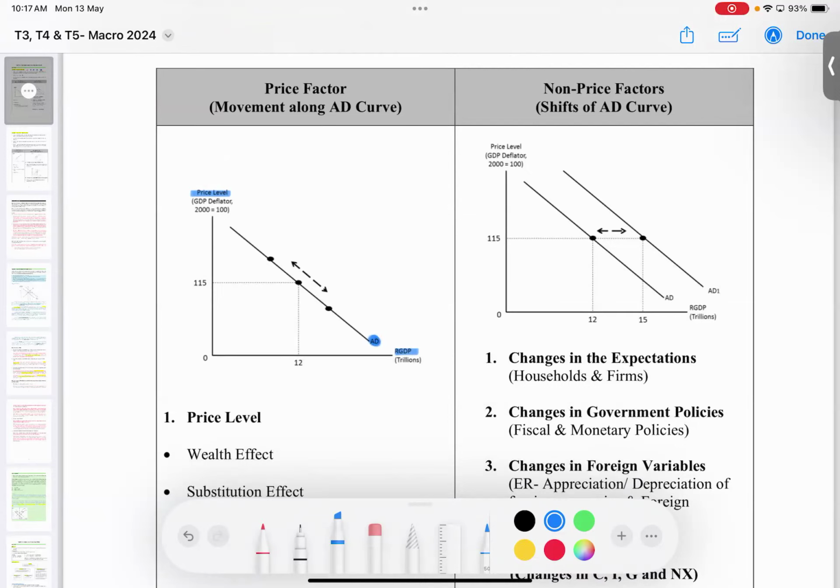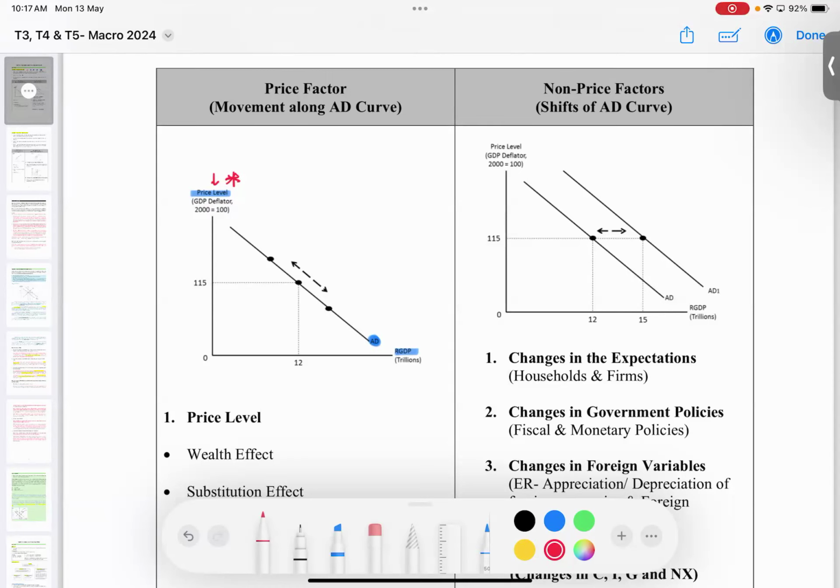So the price factor means that the rise or the fall in the real GDP demanded is mainly due to the price level itself. Now remember, here we look into price level, not price, because now we look into macro. When you look into prices, it means only the prices of that item, right? That's micro. But now we look into the prices of a basket of goods and services. So we use a price level, which is like an index.